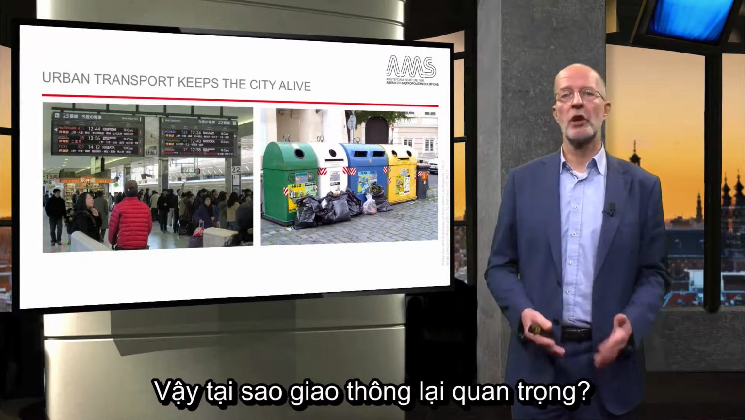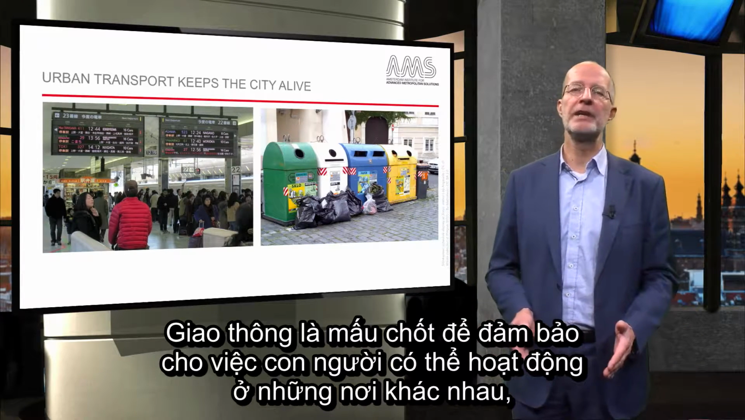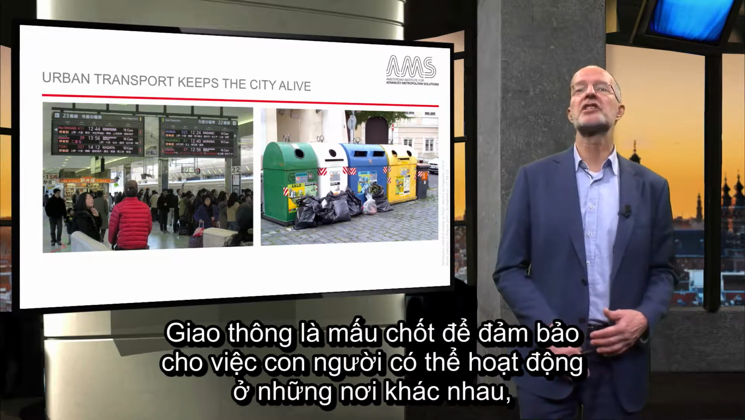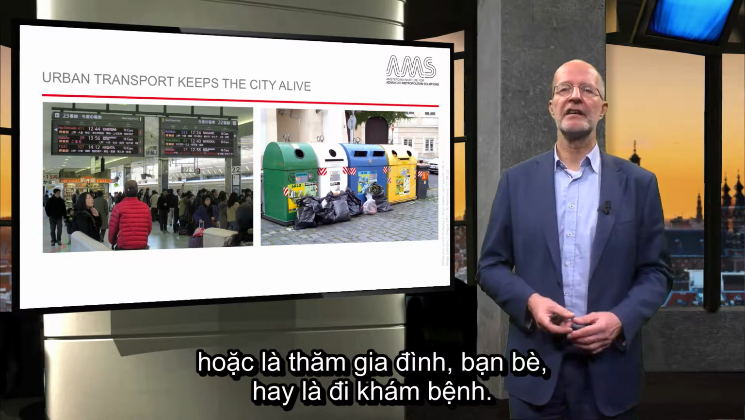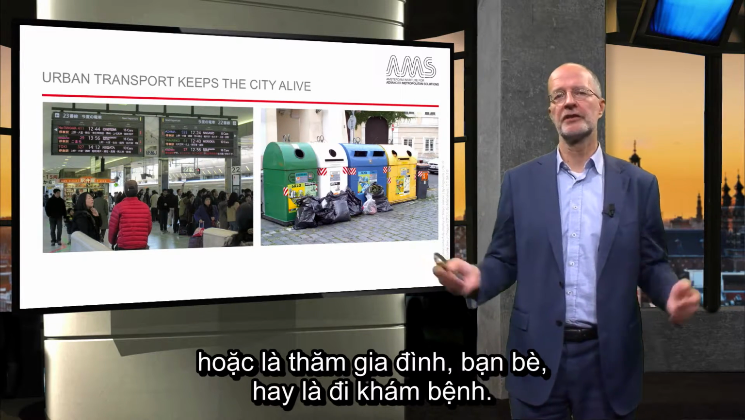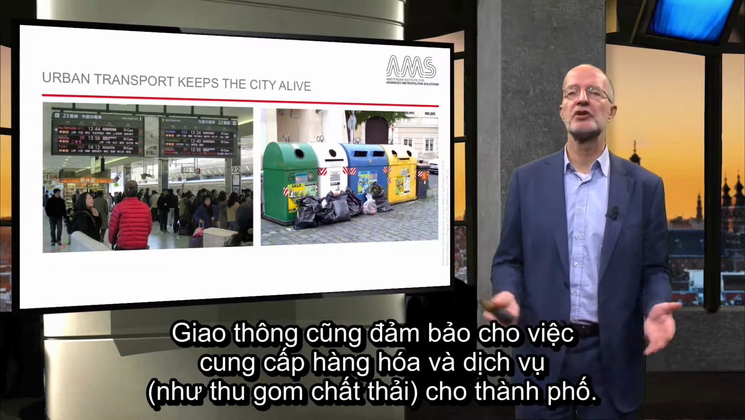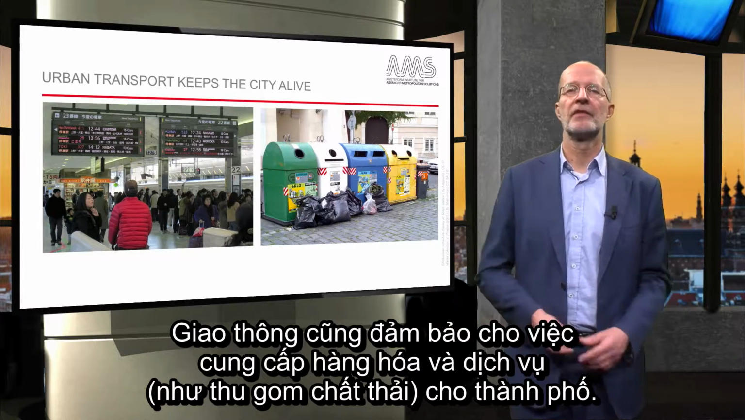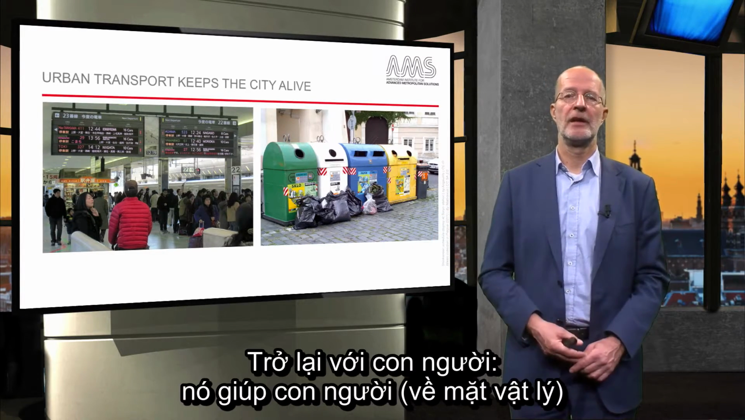Why is transport so important? It is the key to ensuring people can do activities at different places, examples being working, shopping, or visiting family or friends or a doctor. And it ensures the supply of goods and services such as waste collection to the city. One could argue it keeps the city alive.